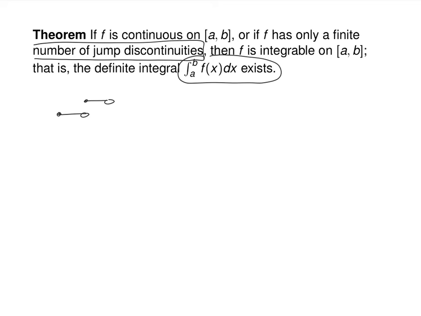So you don't have to be continuous, you just have to have a finite number of jump discontinuities. Infinite discontinuities are a little bit different. Those are things like vertical asymptotes. Those are different. You'll deal with those in Calc 2 if you take Calc 2.